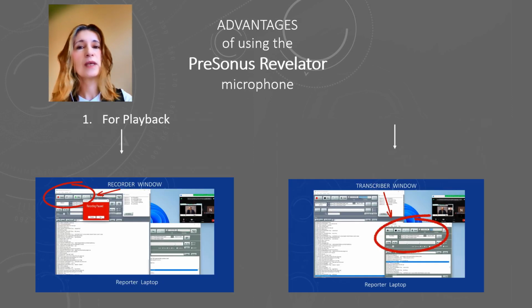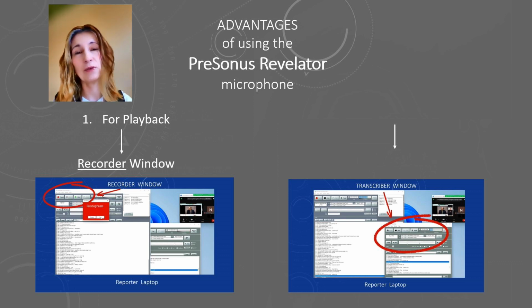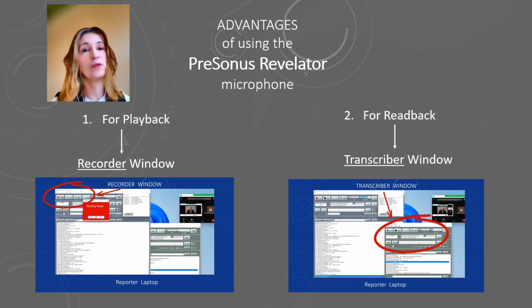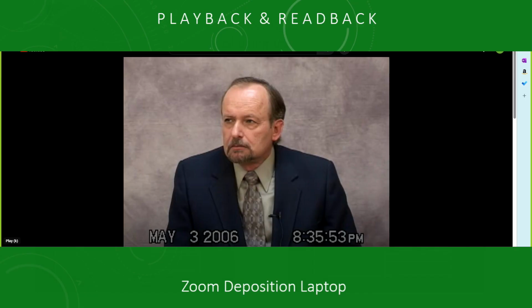What you need to keep in mind is that for playback, you simply press the play button on the recorder window. You use the recorder window. And for readback, you press the play button on the transcriber window. So you use the transcriber window. And basically that's it. It's very simple. We are going off the record.